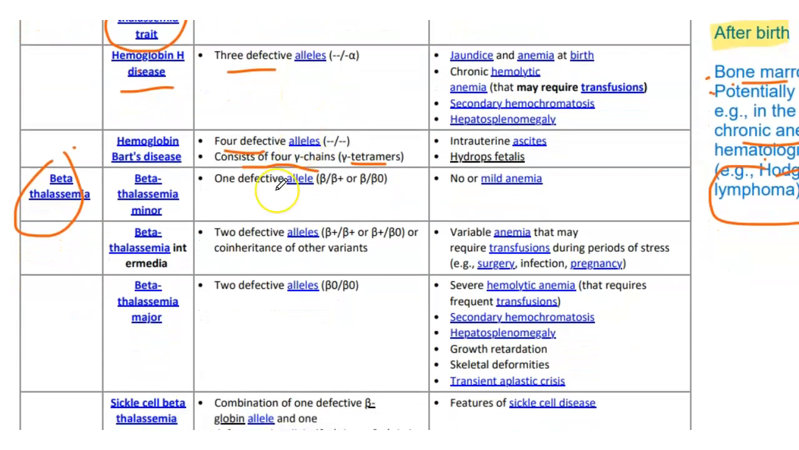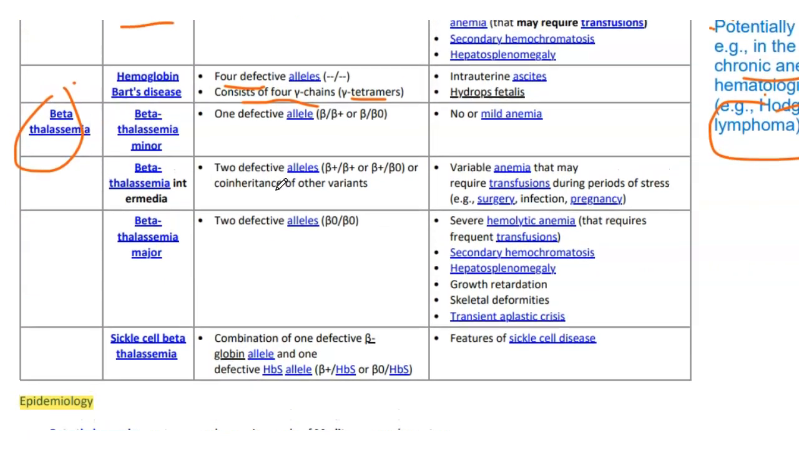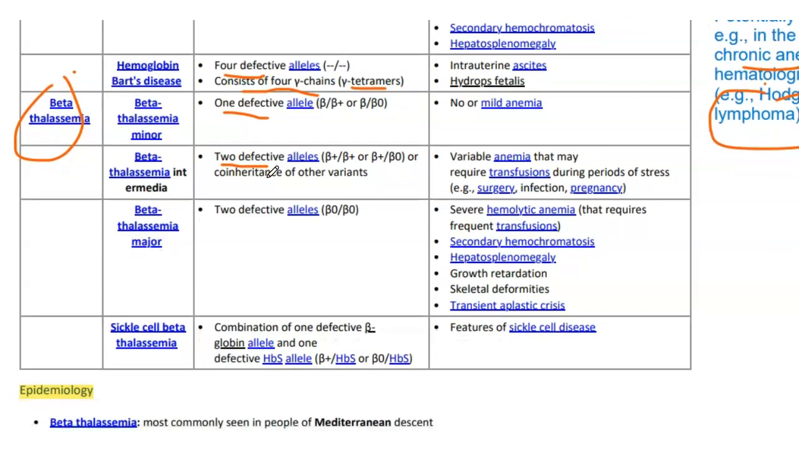Then in beta thalassemia we have beta thalassemia minor and beta thalassemia intermediate. So in minor we have one defective allele. In beta thalassemia intermediate we have two defective alleles, and in beta thalassemia major we have two defective alleles. In major we have absent both the beta chains, while in intermediate we have reduced one beta chain and the absent other beta chain.